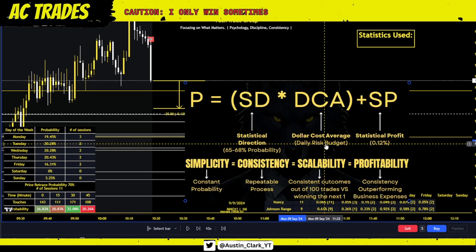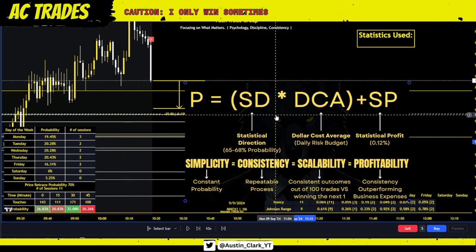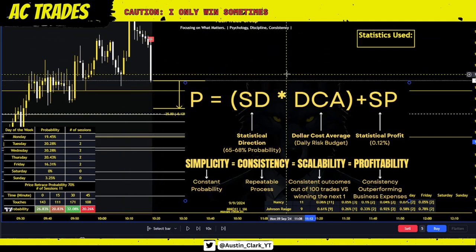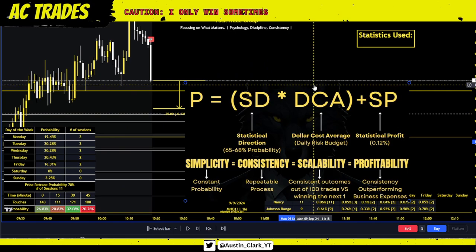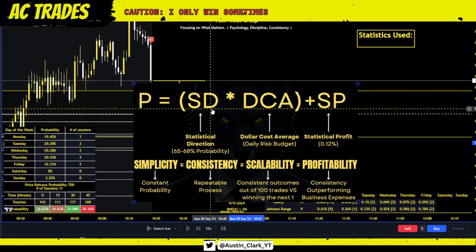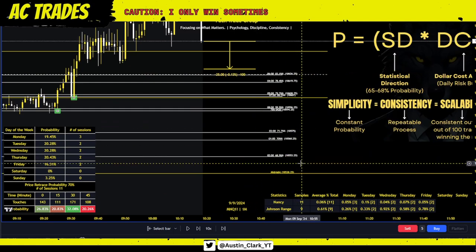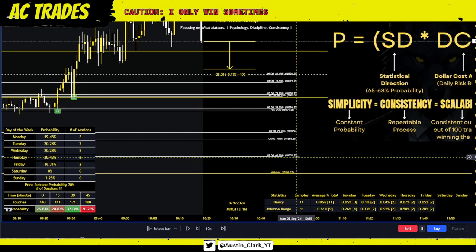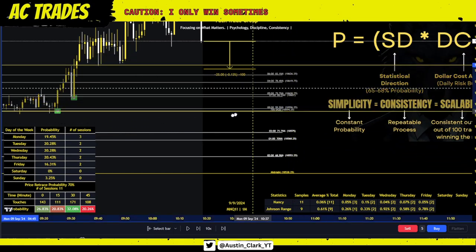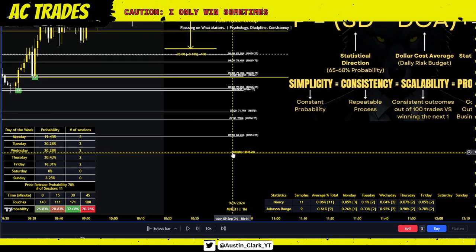I'm doing the same thing, but instead of trying to find the perfect entry, I'm scaling into my positions using objective distributions based on my way of entering. Okay, and then I combine that with my direction. And once both of those are combined, I'm not shooting for the entirety of the move. I'm not shooting for midnight. I'm not shooting for this entire move.